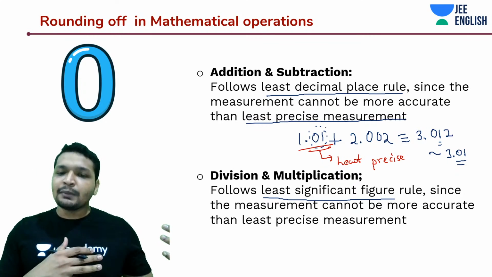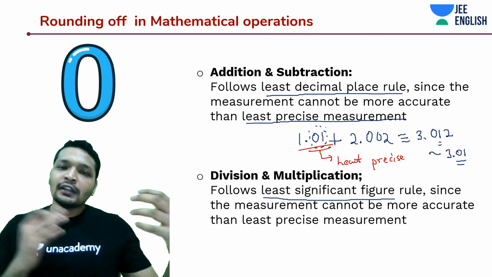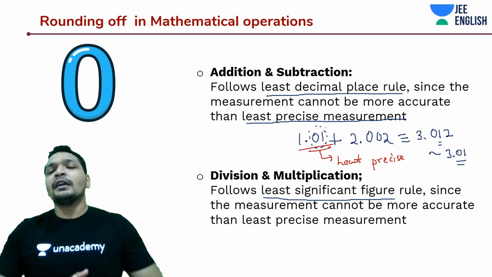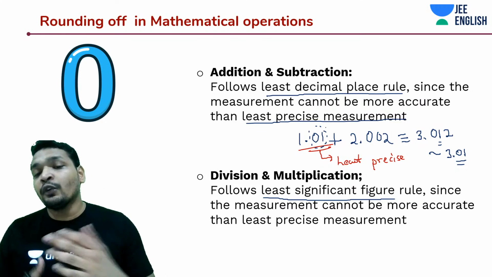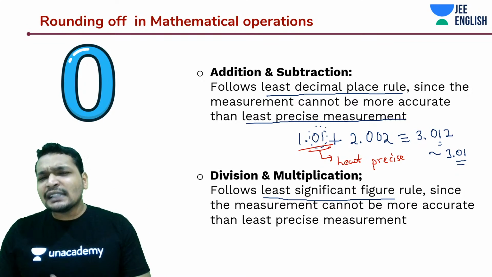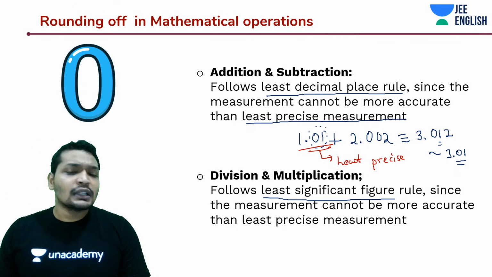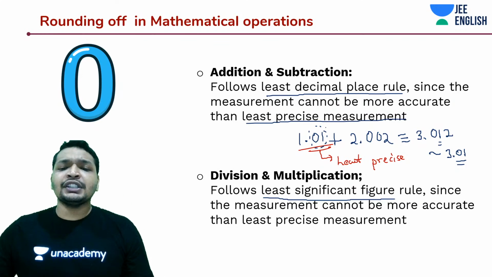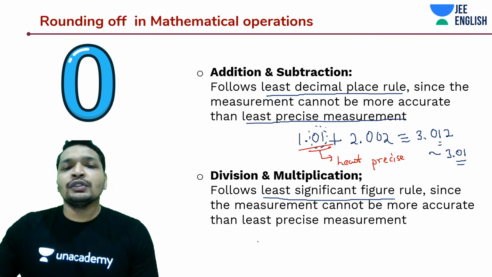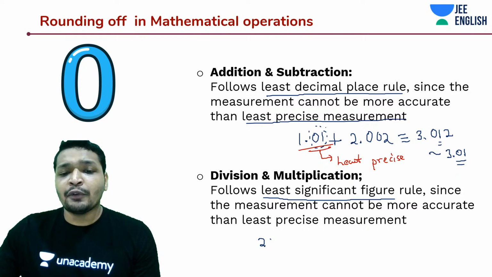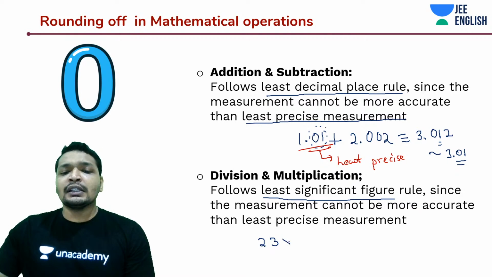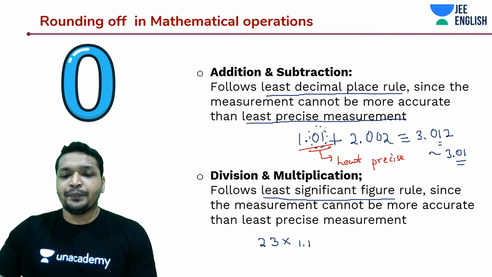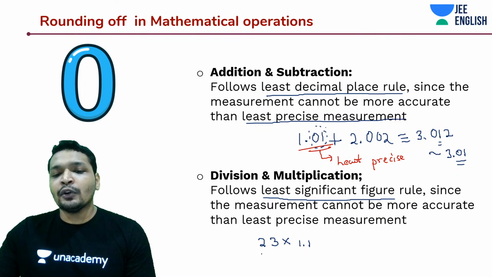So we just analyzed all the significant figures: fourth significant figure, fifth significant figure. If you remember, for 5 we did around 5 or 6 examples. So in that example, you very well understood what significant figures are. And when I'm talking about multiplication and division, you're going to follow the significant figure rule. Let's say I'm going to multiply 23 into 1.1. How many significant figures are there in both? There are only two significant figures, right?